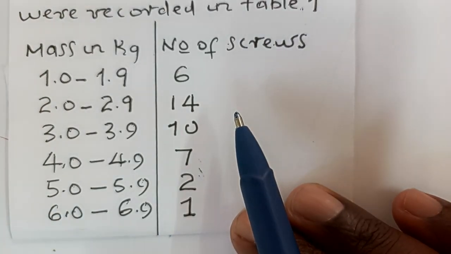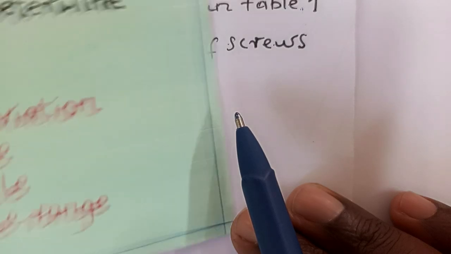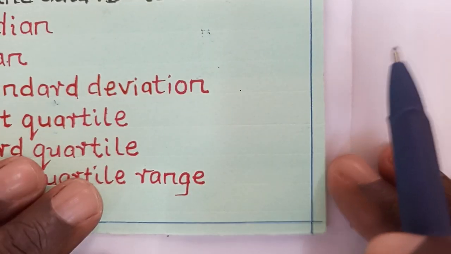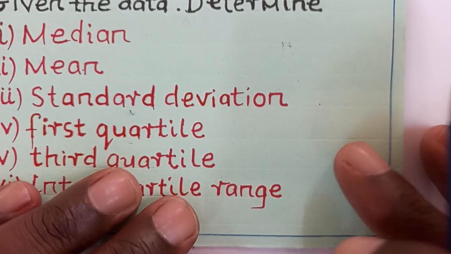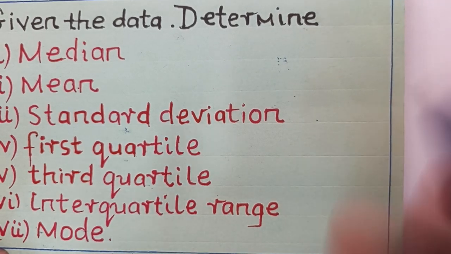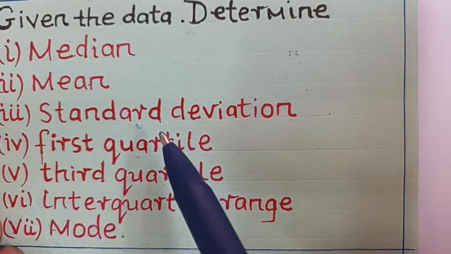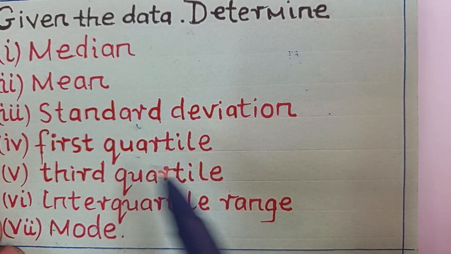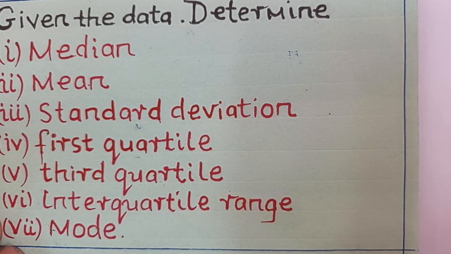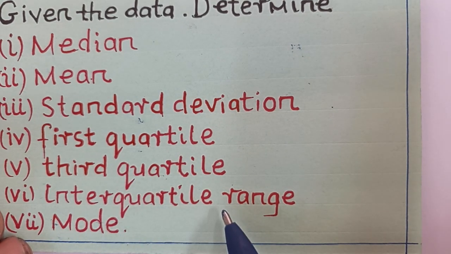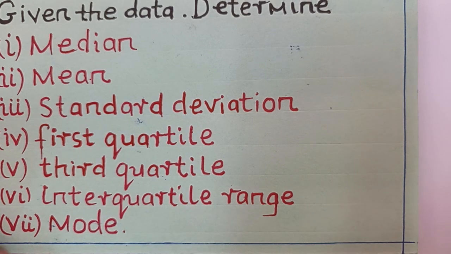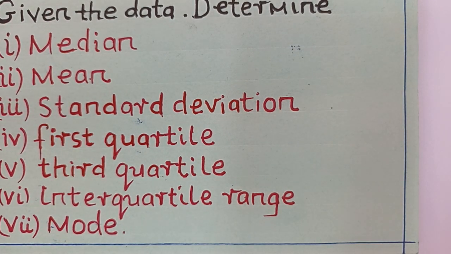Now guys, the questions we are supposed to answer are right here. The question is to determine the median, mean, standard deviation, first quartile, third quartile, interquartile range, and mode. And so guys, we now begin to do those questions.